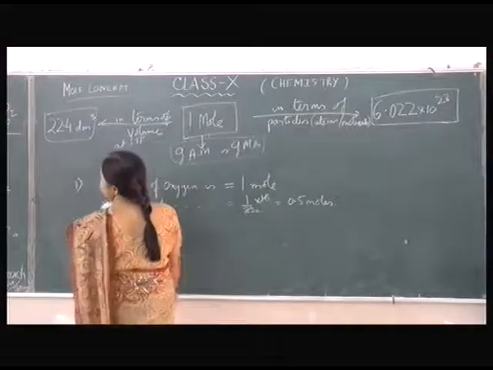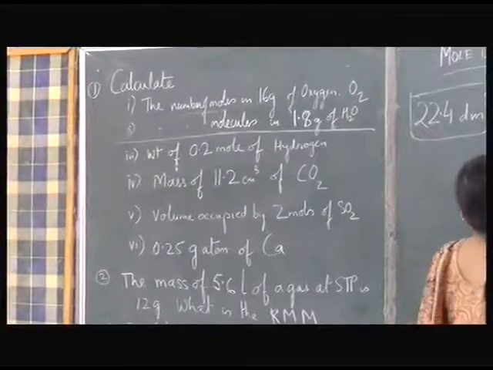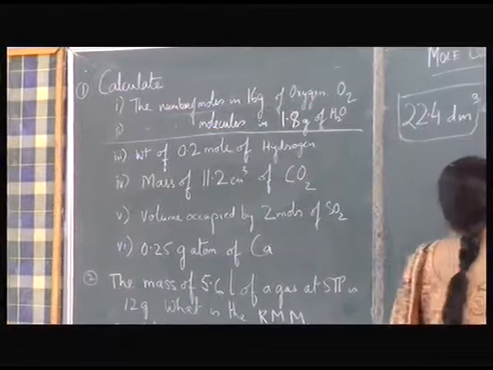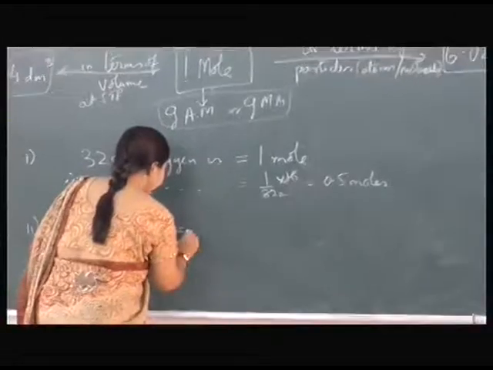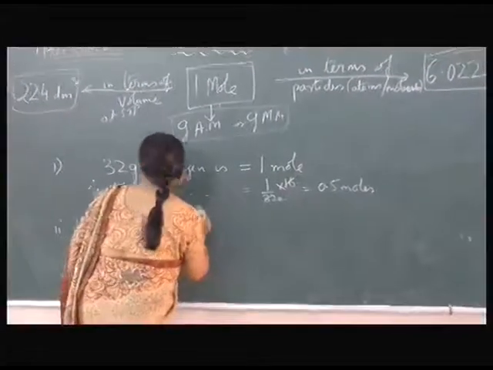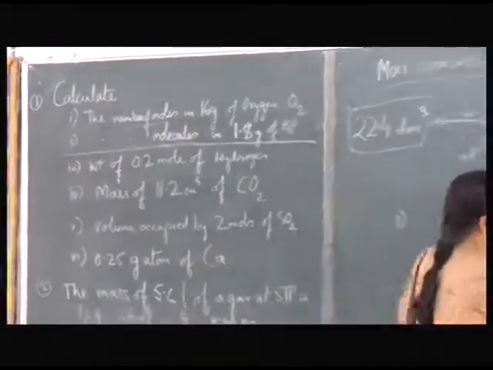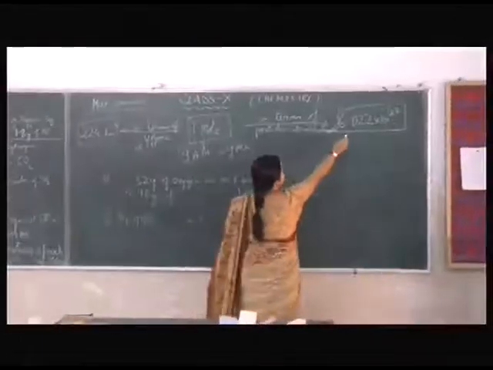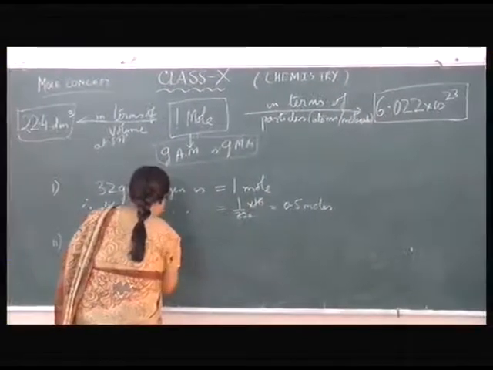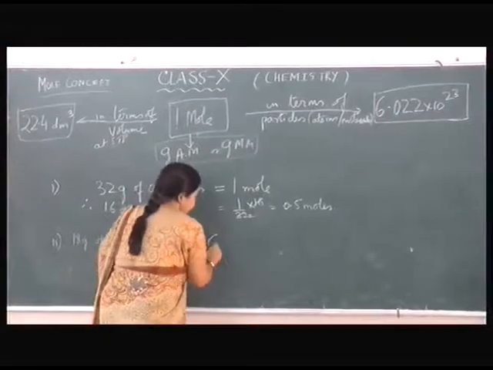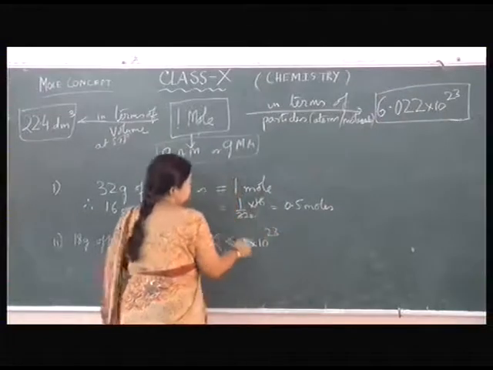Now the next question. Find the number of molecules in 1.8 grams of water. So the number of molecules is to be found. Now 18 grams of water is equal to the number of molecules. Mind it, this is what we have to find out. So what is the number of molecules here? Particles in 1 mole: 6.022 into 10 to the power 23 particles. These are molecules.